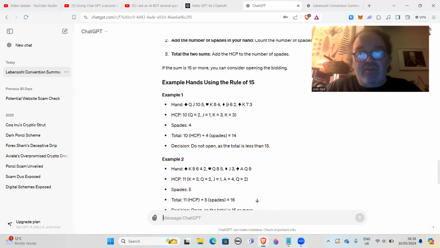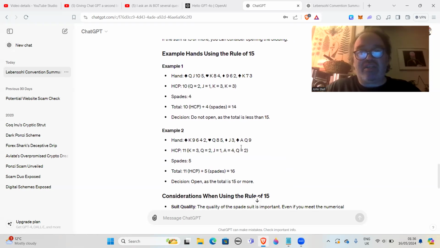Hey, have I added this up wrong? Two kings, queen, jack. That's 9 high card points. It can't add up the high card points. It even puts it out here: high card points 10, and then it says king, king, jack, queen, 3, 3, 2, 1. That's 9. It can't add up. Spades 4. 14. Decision: do not open as the total is less than 15.